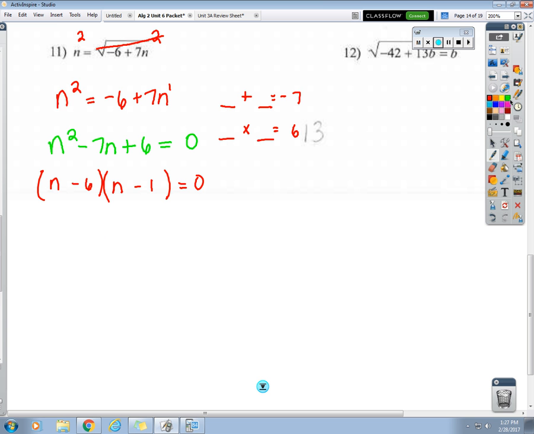Okay, now the final step is you take this n minus 6 and set it equal to 0, and you take n minus 1 and set it equal to 0. Now to solve this one for n, what do we do on both sides? Add 6, and so you end up with one of your solutions is 6. To solve this one for n, what do you do on both sides? Add 1, and so your second solution is n equals 1. The reason you ended up with two solutions this time is because you ended up with an n squared, a quadratic, okay, which is two solutions.